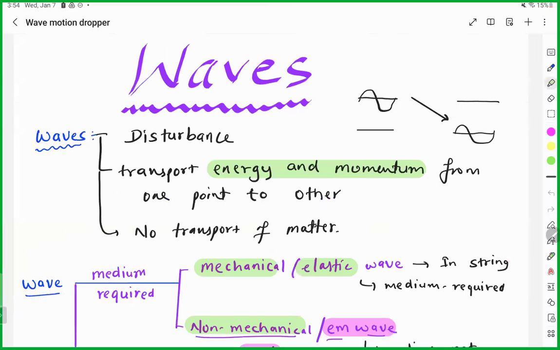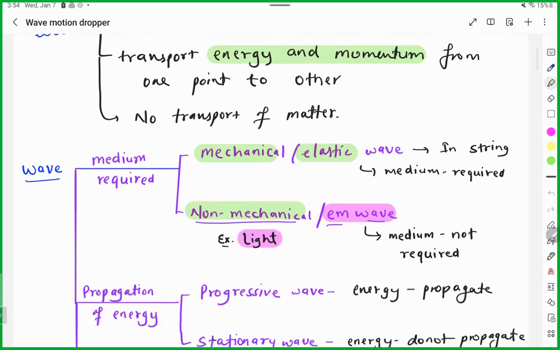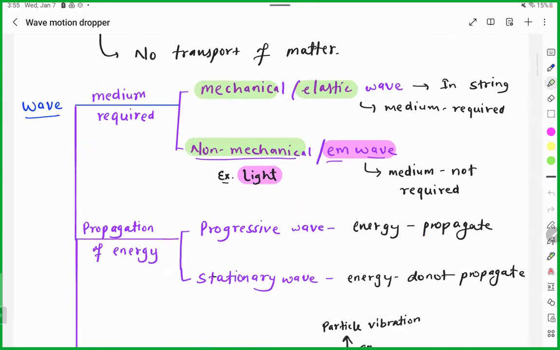Talking about waves, in the last class we discussed that a wave is a disturbance that carries energy and momentum, but there is no real transfer of matter. Waves can be of different types. If we need a medium, then it is a mechanical or elastic wave. If a wave doesn't need a medium for transportation, it is a non-mechanical or electromagnetic wave, for example light.